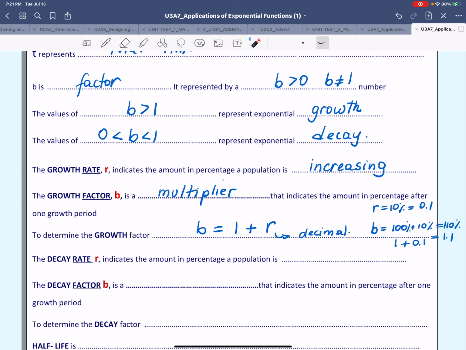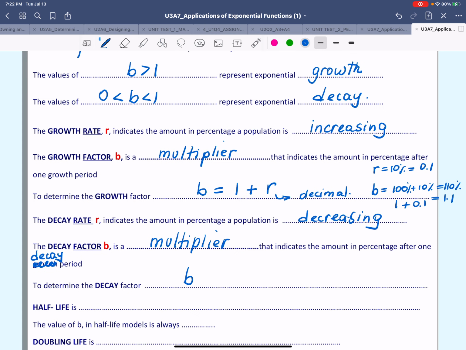The decay rate indicates the amount in percentage of population is decaying or decreasing. The decay factor is again a multiplier represented by the letter B in the formula that indicates the amount in percentage after one decay period. To determine the decay factor, we subtract R from 1.